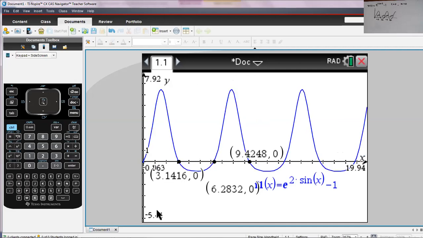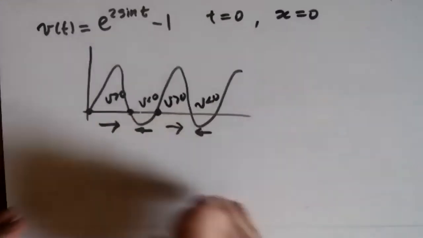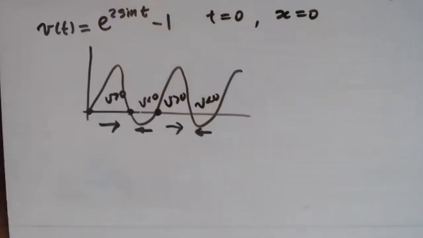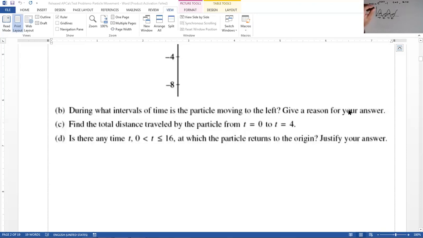So what could be our answer then? So B is, share again the screen, the problem. Find during what intervals of time is the particle moving to the left? This is very simple. So B is from pi to 2 pi, from 3 pi, so from 0 to pi, to pi to 2 pi, to 2 pi to 3 pi, to 3 pi to 4 pi, and so on.